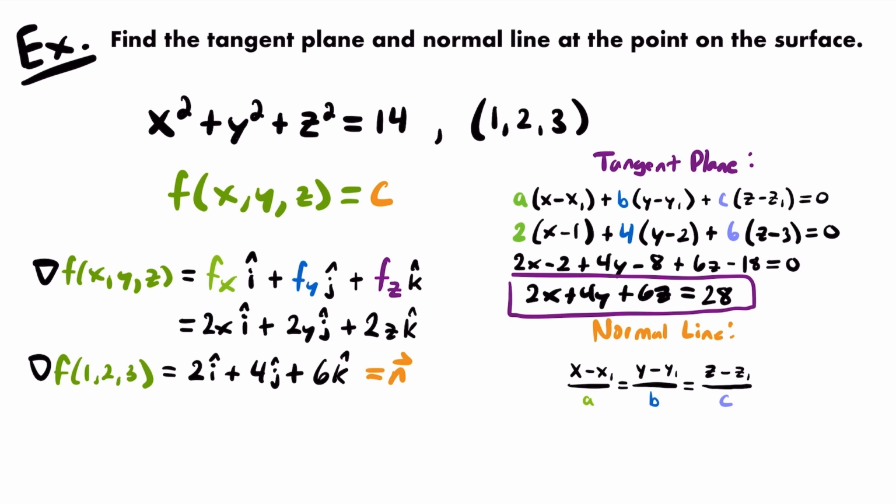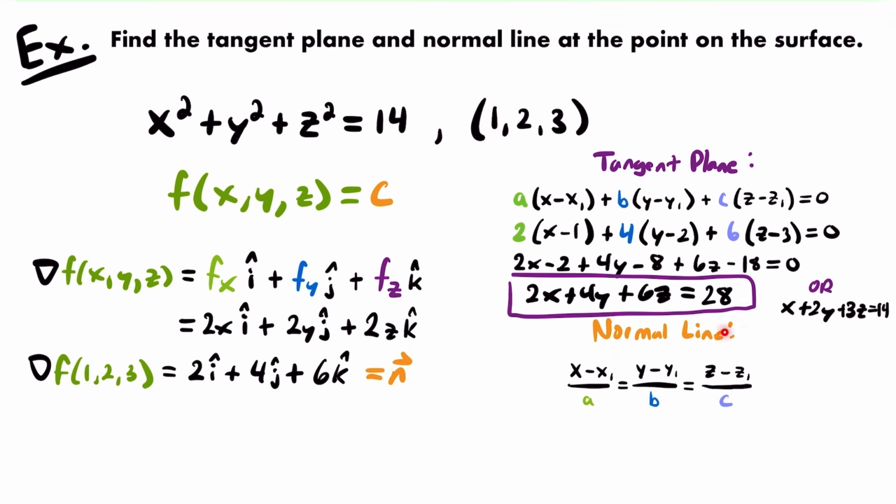And if you wanted to, you could simplify it further. All of these terms have a common factor of 2, so you could factor that out, divide both sides of the equation by 2. And if you did that, another possible answer that you could get that looks nicer is x plus 2y plus 3z equals 14. Okay, but you don't have to do that. That's completely optional. I just thought I'd show you that in case you were wondering if you could do it. You can, but generally, I'll just leave it like this. And so that's the tangent plane.